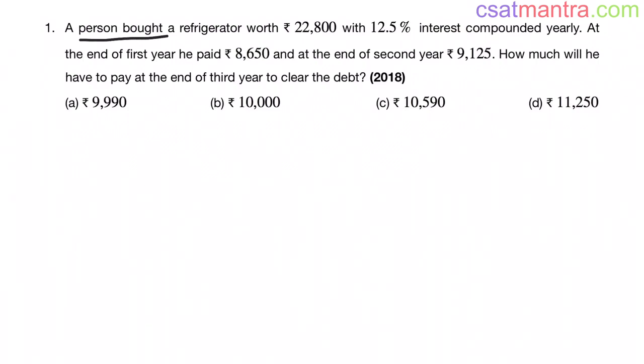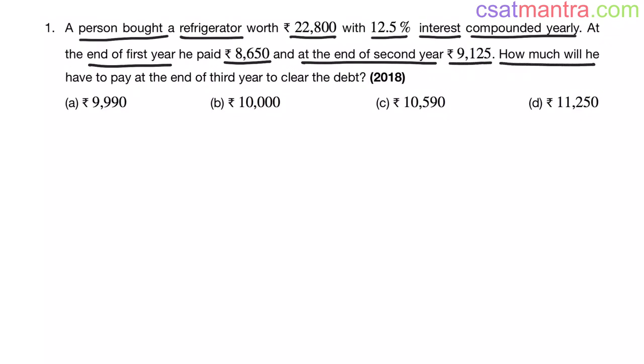A person bought a refrigerator worth 22,800 with 12.5% interest compounded yearly. At the end of first year, he paid 8,650 rupees, and at the end of second year 9,125 rupees. How much will he have to pay at the end of third year to clear the debt?